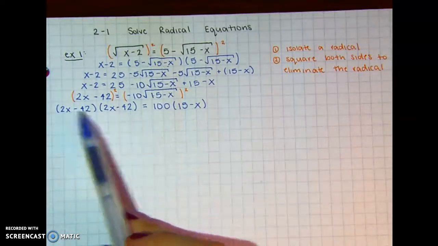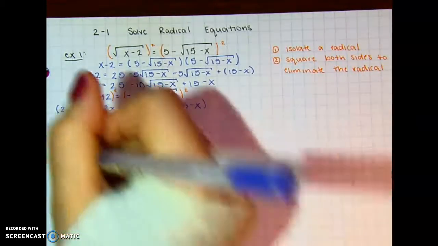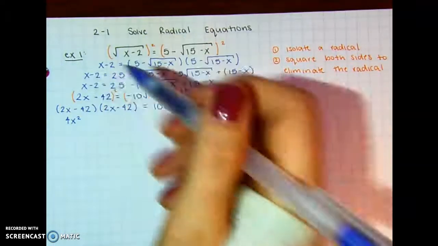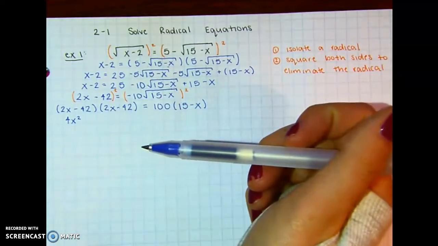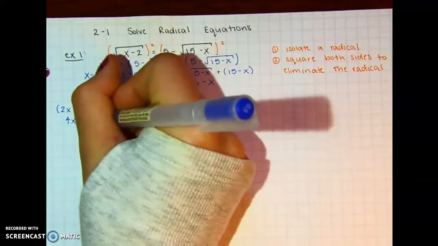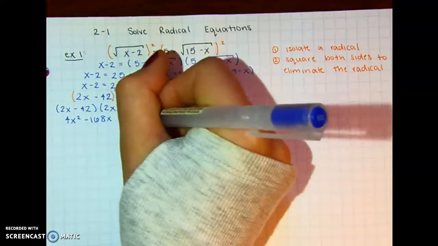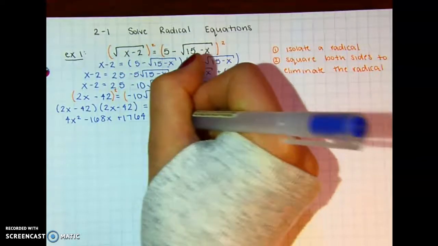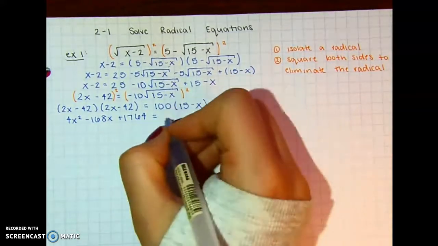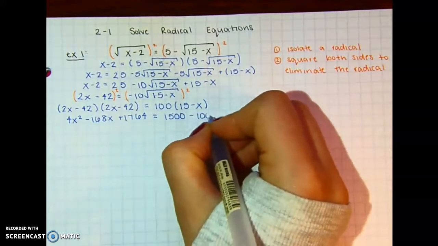So now I'm going to double distribute or FOIL on this side. So 2x times 2x, yeah, these are long problems, is 4x squared. And then what we have, 2 times negative 42, and then another one, so negative 168 when I combine them in the long run. Negative 42 times negative 42. Okay, and then I'm going to distribute over here as well. So 10 times 15 is 1500. 100 times negative x is negative 100x.